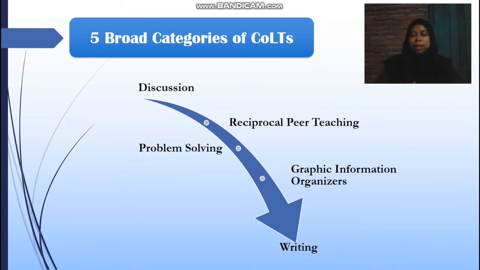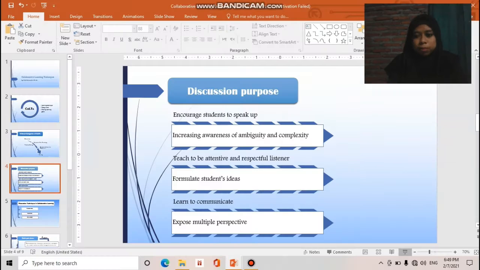There are 5 broad categories of collaborative learning techniques, and the first is discussion, and the next is reciprocal peer teaching, and then problem solving, graphic information organizers, and the last is writing. But today we won't discuss those 5 broad categories, but we will discuss only one category because of the limited time, and that is discussion.